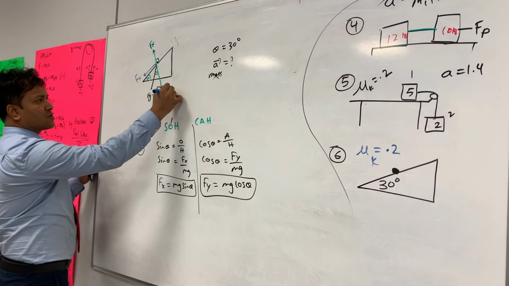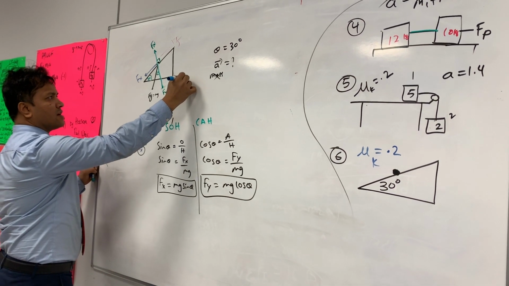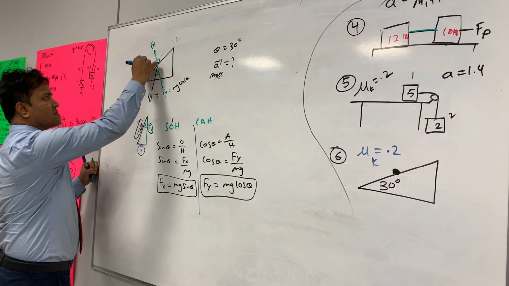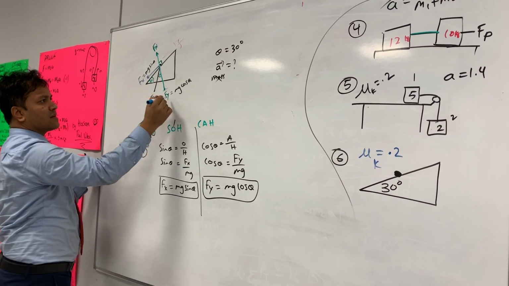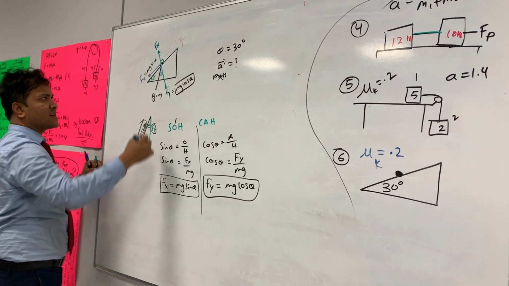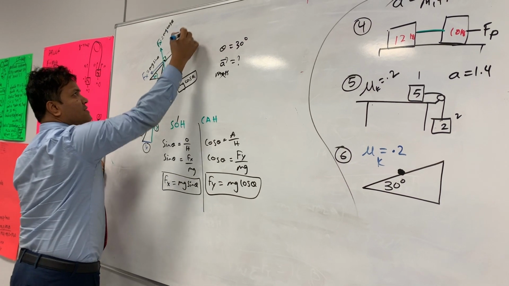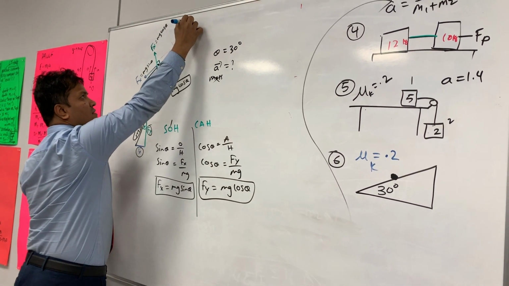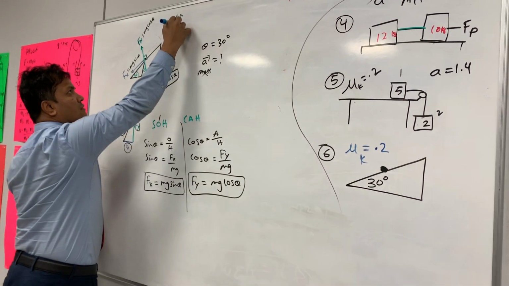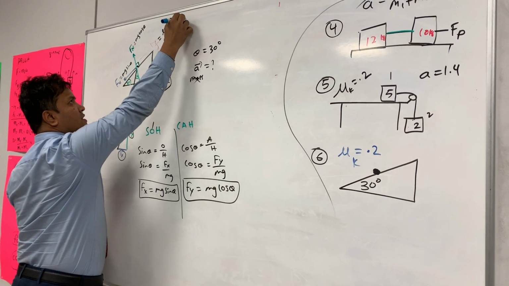So Fy is equal to mg cosine theta. Fx is equal to mg sine theta. Fn, if Fy is mg cosine theta, this is also mg cosine theta. Ff is equal to mu Fn, so this is mu mg cosine theta.